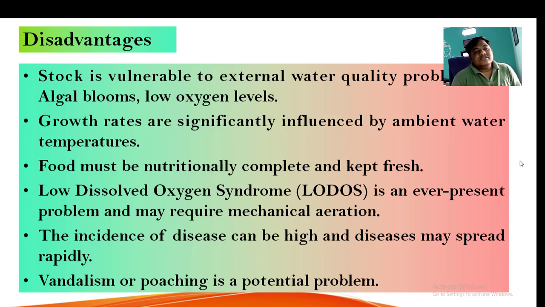Then low dissolved oxygen syndrome, that is LODOS, is an ever-present problem and may require mechanical aeration. I just told you that an artificial aerator is required to increase the oxygen in the water. The incidence of disease can be high and disease may spread rapidly, because if one or two fishes are affected, it may affect other fishes also. Vandalism and poaching are a potential problem in cage culture.